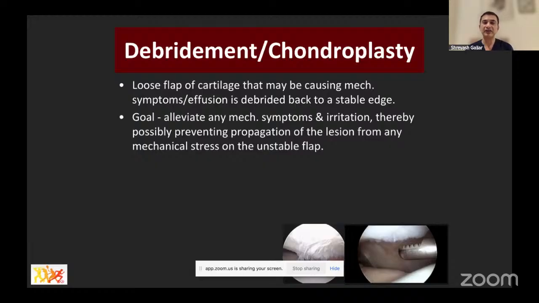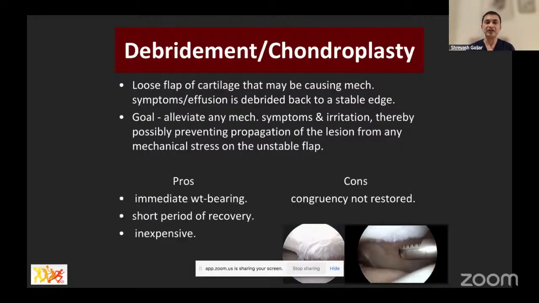My goal is to alleviate mechanical symptoms and irritation, and thereby balance the lesion to prevent its propagation, and also protect it from any mechanical stress of any unstable flap. As we are aware, debridement or chondroplasty has the advantage of early weight bearing. Also, it has a shorter period of recovery, and it's a quick, inexpensive procedure. But we need to be aware that when we stabilize this, the congruency of the condyles, for example, or the patellar medial or lateral facet is not restored. So we need to keep that in mind.